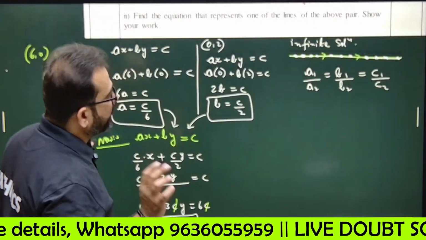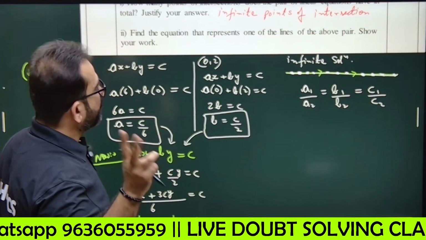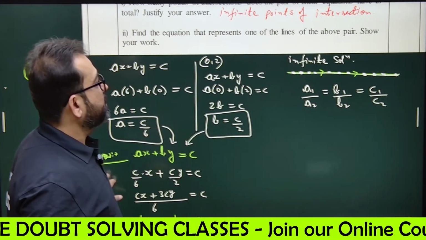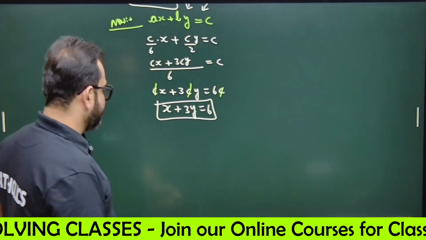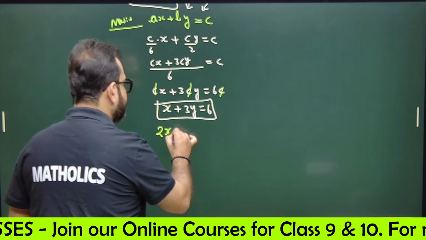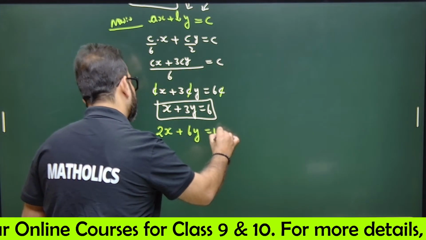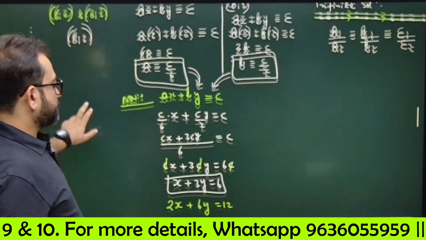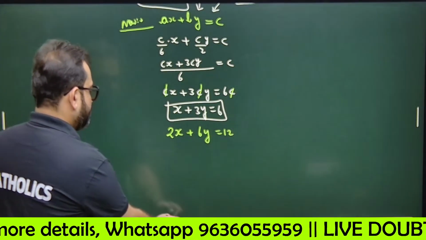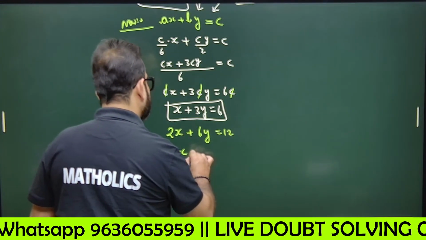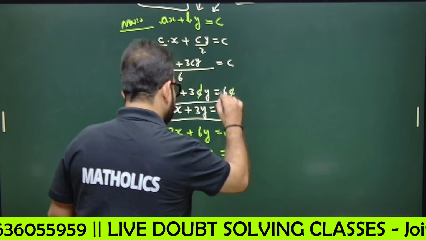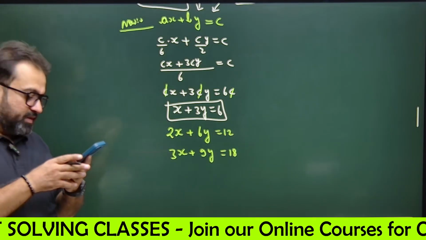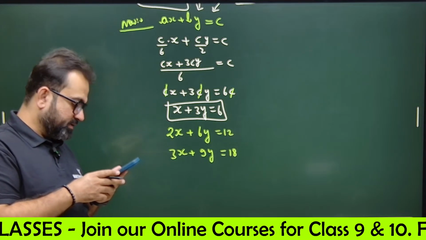And for coincident lines, remember this, for infinite solutions, you must do what? a1 upon a2 equal to b1 upon b2. That means if it is x plus 3y equal to 6, write it as 2x plus 6y equal to 12. You can also multiply it by 3. That means 3x plus 9y equals 18. These all are examples of coincident lines.